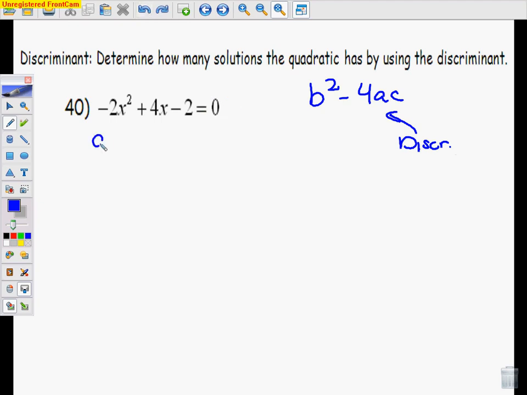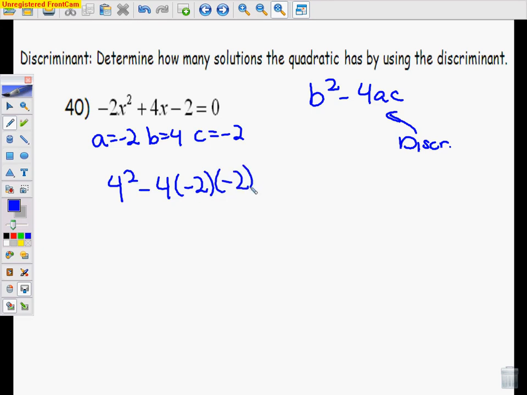Here a is negative 2, b is 4, and c is negative 2. We take these values and plug them in. So b squared is 4 squared, minus 4 times a times c. From there we can calculate our values. 4 squared is 16, minus 4 times negative 2 times negative 2, which is 16 also. 16 minus 16 is 0. So 0 is the discriminant.